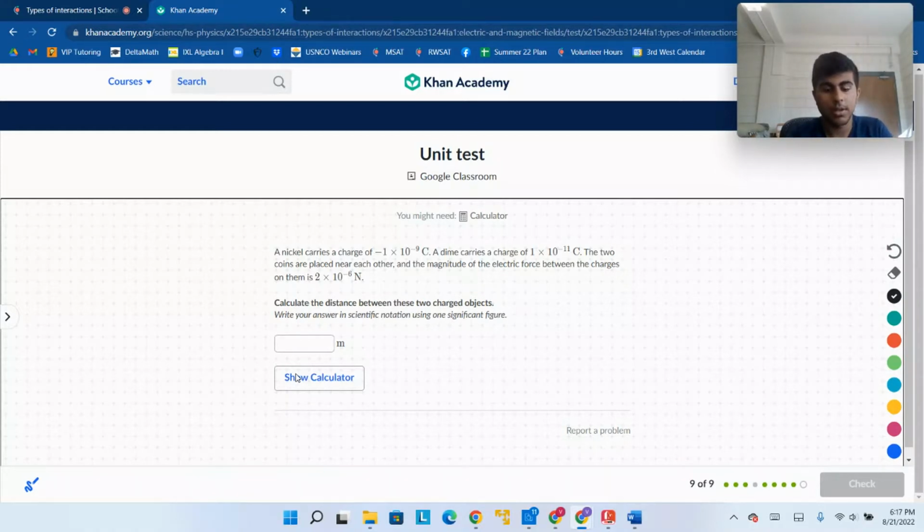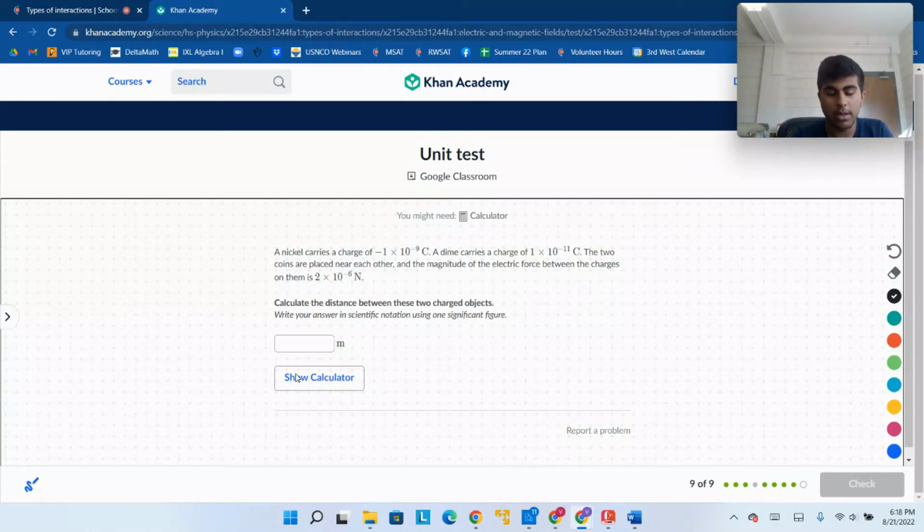Alright, so we know that we have 1 times 10 to the negative 9 times 1 times 10 to the negative 11. We can get rid of the negative sign because we're taking the absolute value anyway. And then we get 1 times 10 to the negative 20 times the electrical constant, 9 times 10 to the 9, and that gives us 9 times 10 to the negative 11. And that's going to be divided by the distance squared, which is going to equal the force. So 9 times 10 to the negative 11 over r squared equals 2 times 10 to the negative 6.